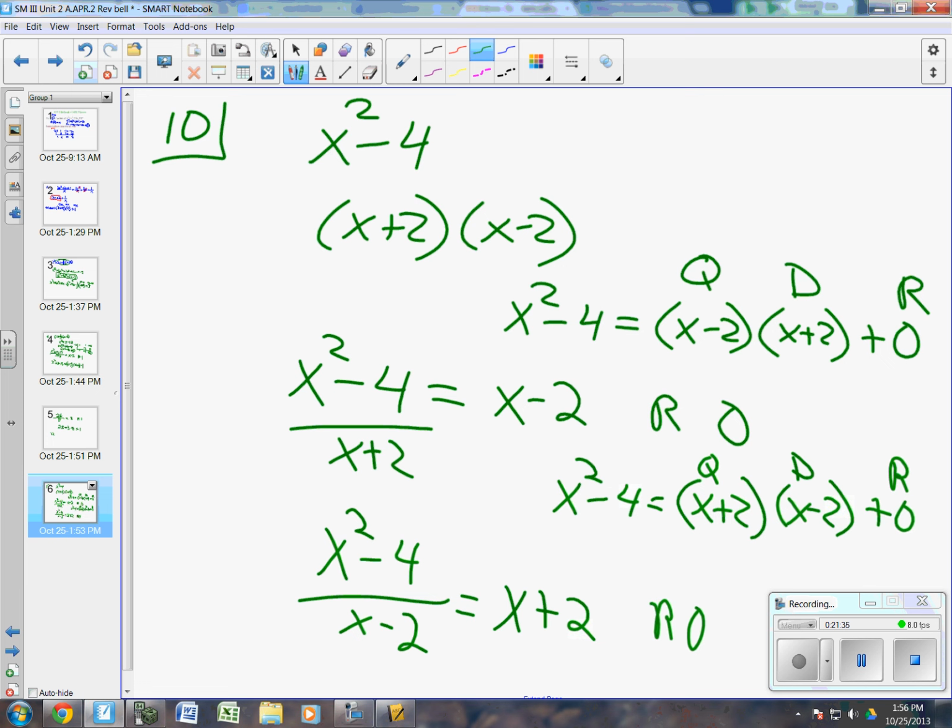Yeah, it should be the same. I believe it would be the same. Yeah, it'd have to be the same, because it doesn't matter which way you multiply them. It's interchangeable. So, yeah. Okay. All right.